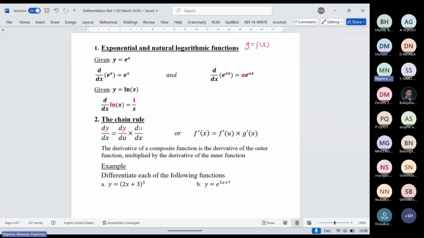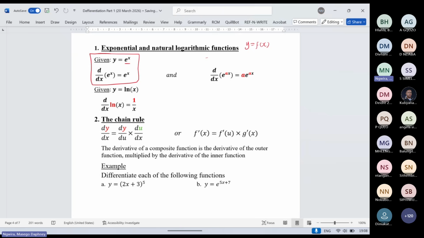If you are given this function, y is equal to e to the power of x, every time you have something like this, when you differentiate it, the derivative will always be the same. It's not going to change. The derivative of e to the power of x will always be e to the x, only e. Every time you see something like this, just know that it doesn't change. It stays the same.